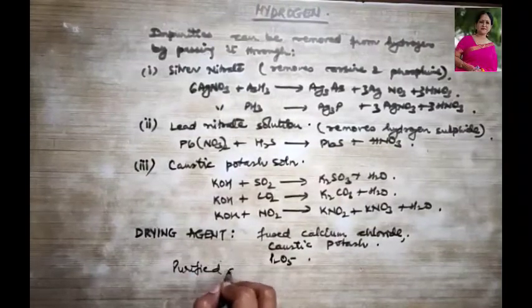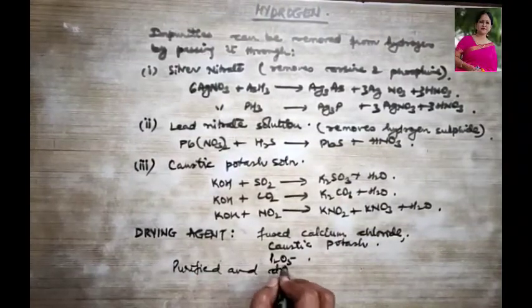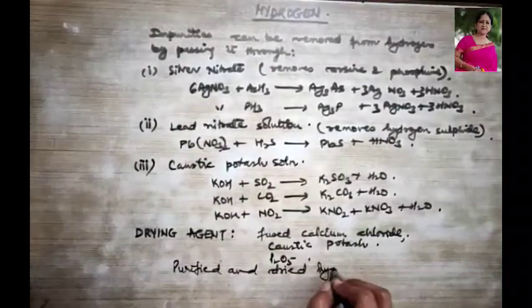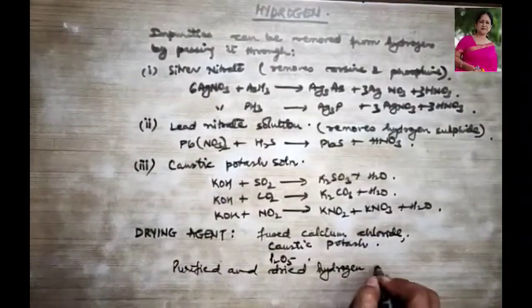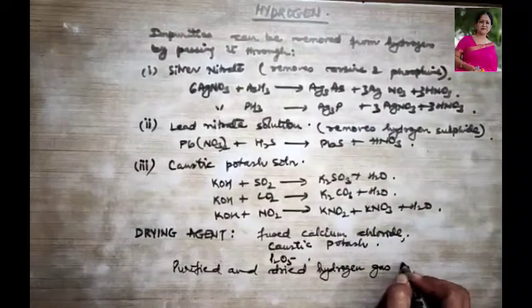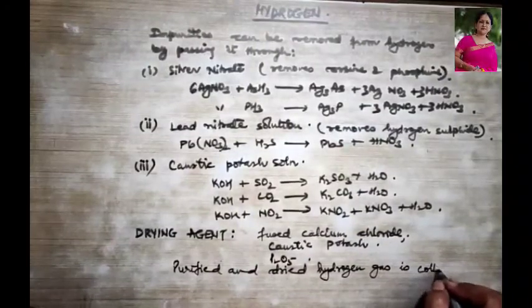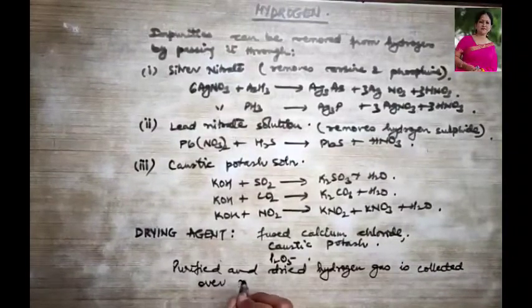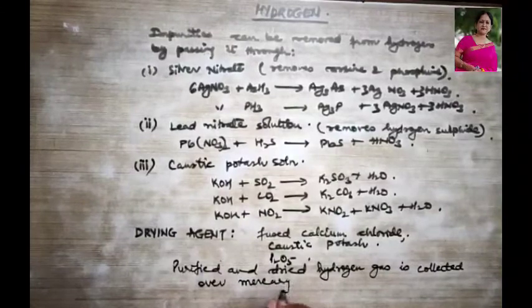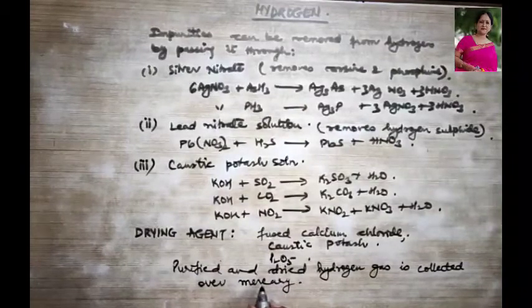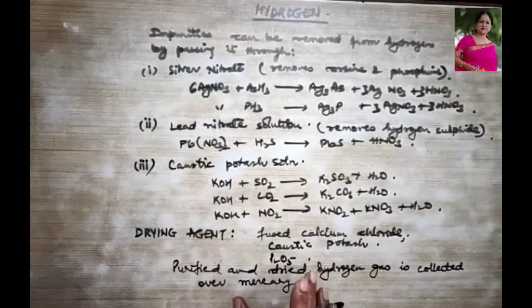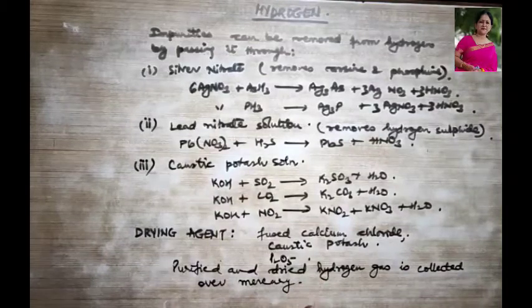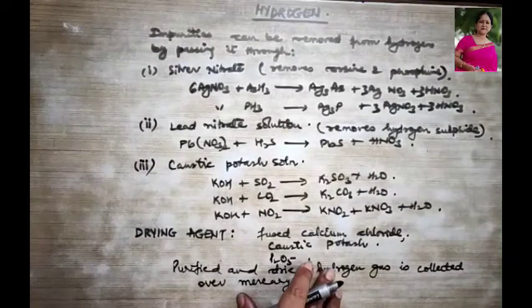Purified and dried hydrogen gas is collected over mercury. I hope you understand why it is collected over mercury. What did I tell you? Because mercury cannot react with hydrogen gas. Why? Because it is placed below hydrogen in the activity series.